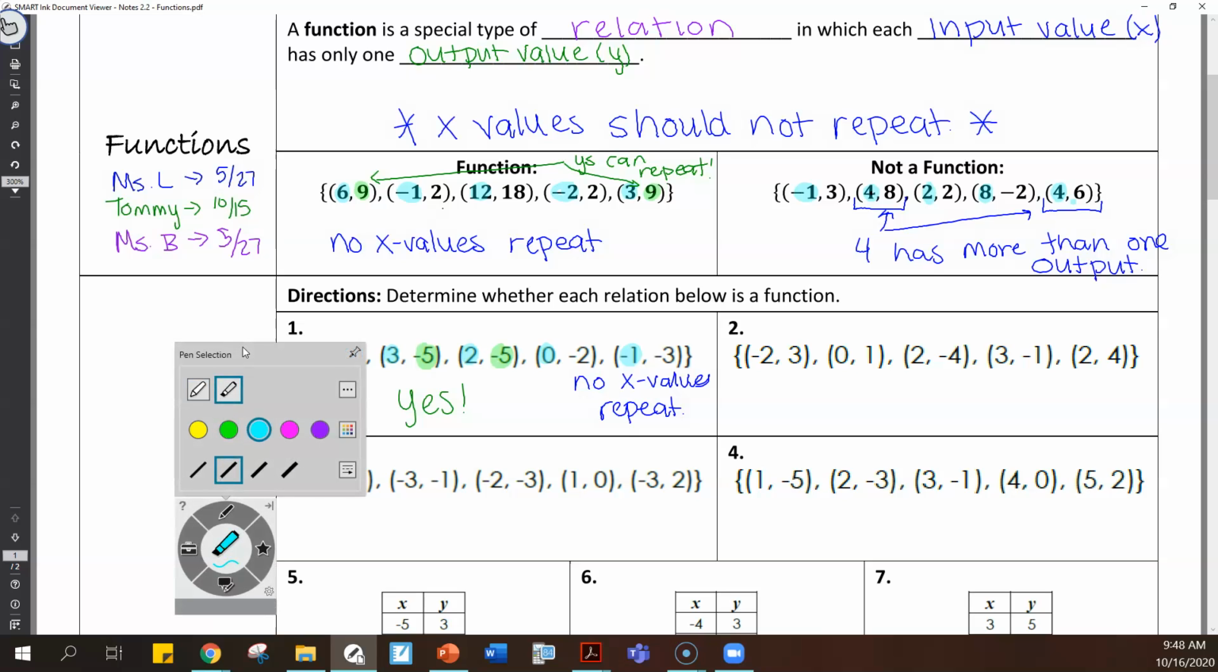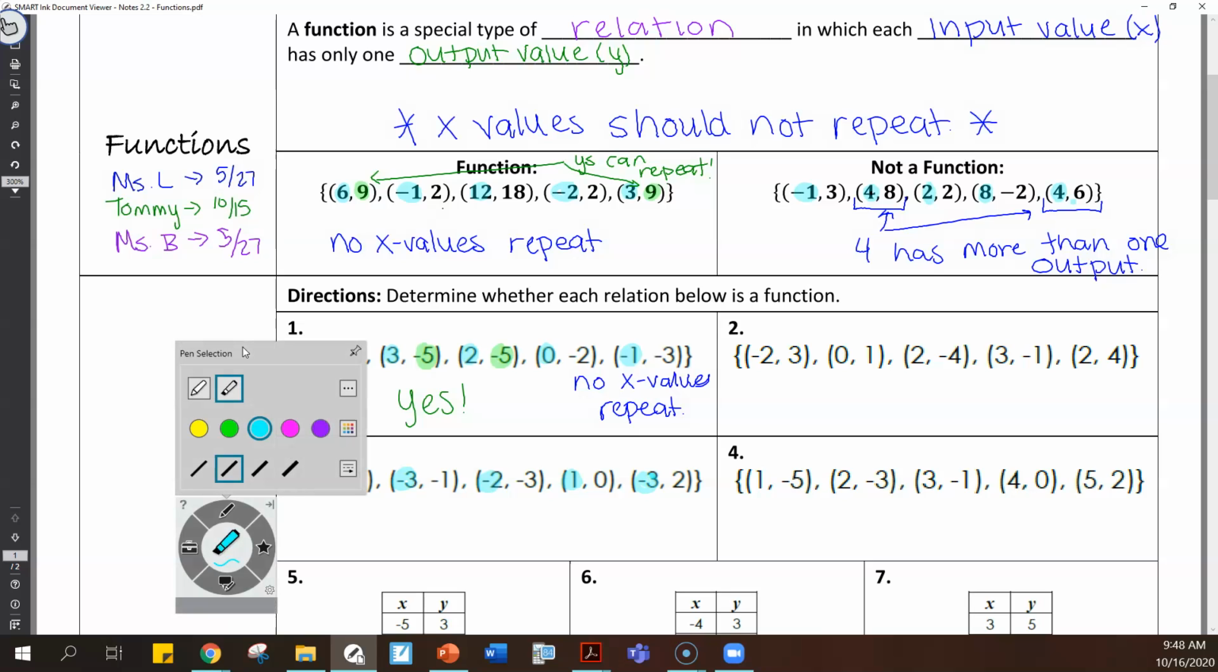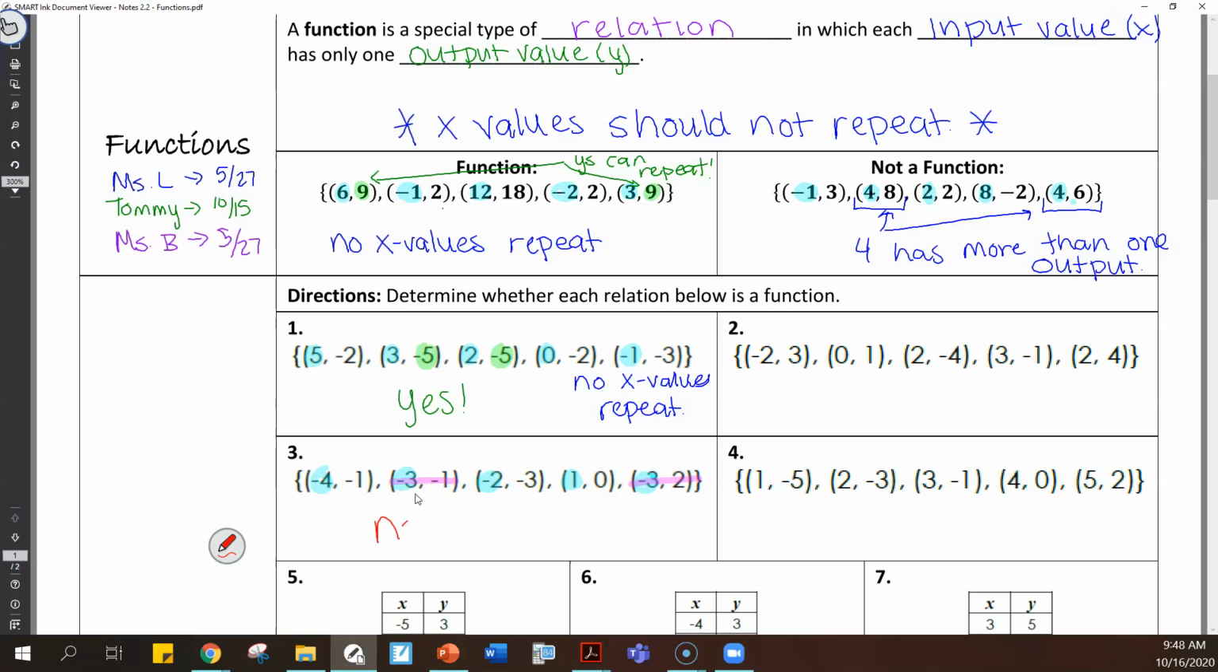So I'm going to try this with number 2. I've got negative 4, negative 3, negative 2, 1, and negative 3. That's a problem. Okay, I have negative 3, which gave me a negative 1 here in my first ordered pair, but negative 3 gave me 2 over here in my second ordered pair. So this is not a function.